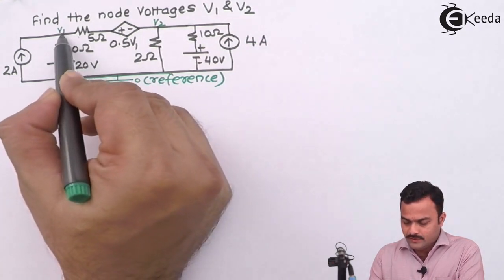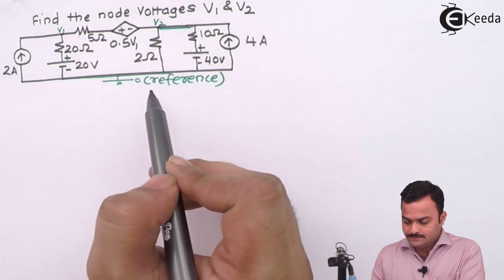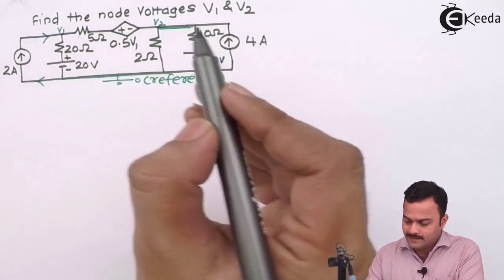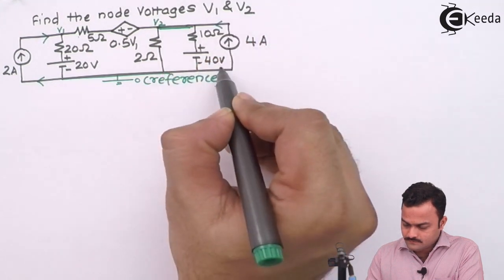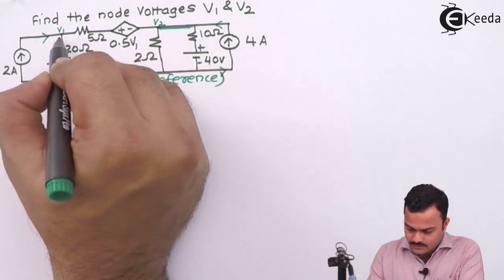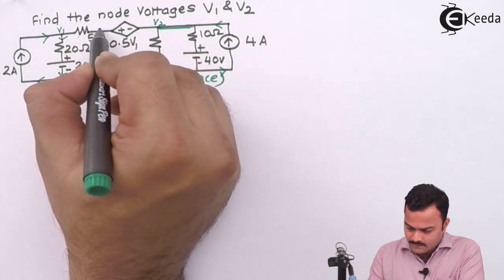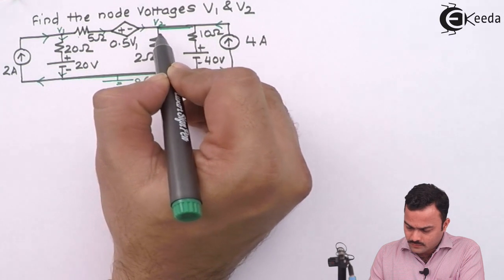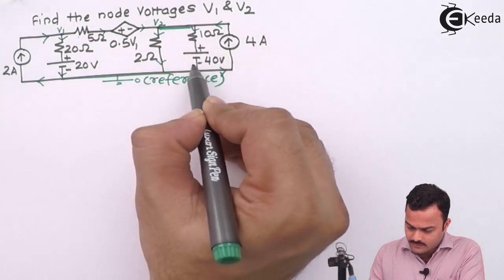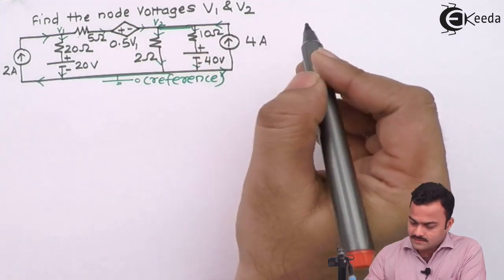So we have marked node V1, V2, and a reference having a potential 0. Let's mark the current directions. As we discussed, we always give priority to a current source, maintaining its current direction as it is, and for the remaining we can give any random current directions. So let's give the current direction for the 20 ohm like this, for 5 ohm like this, for 2 ohm in this manner, and for 10 ohm also downward. So all the current directions for branches are marked.